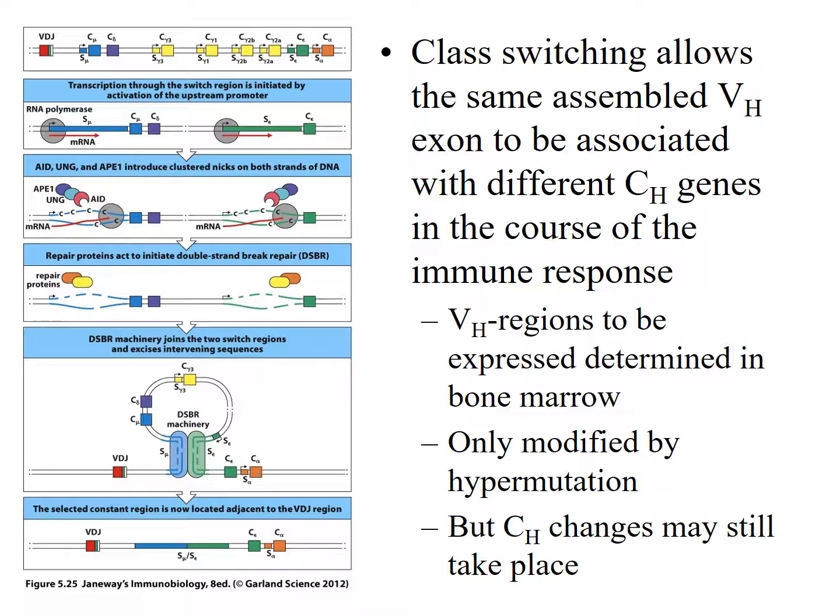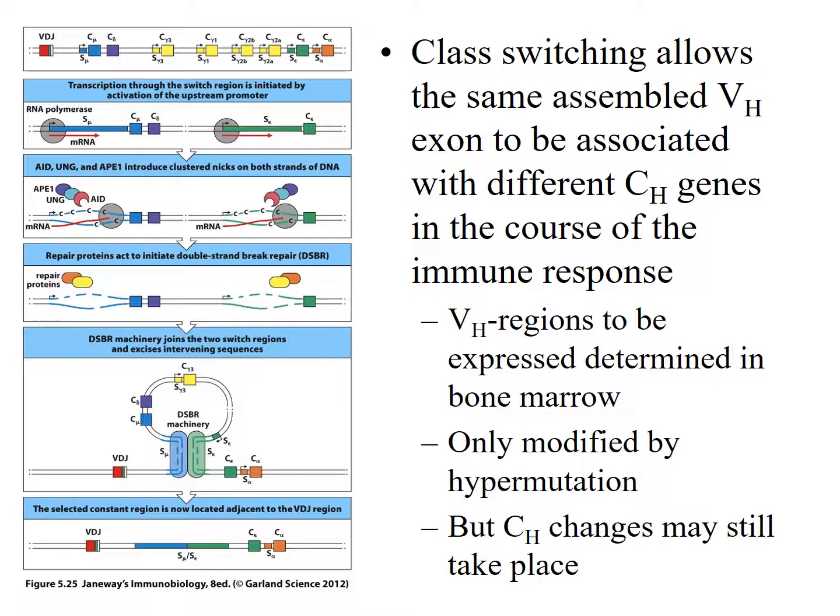Keep in mind, the VDJ that was expressed, the variable heavy regions, this was determined in the bone marrow. So the cells, the signals that were nurturing this immature B cell, this developing B cell in the bone marrow, they are the ones that help determine which V to which D to which J, beyond just the randomness. So it was determined that the VDJ works there. That cell was released to the bloodstream as a mature naive. It's now being activated, and it's getting signals from CD4 T helper cell.